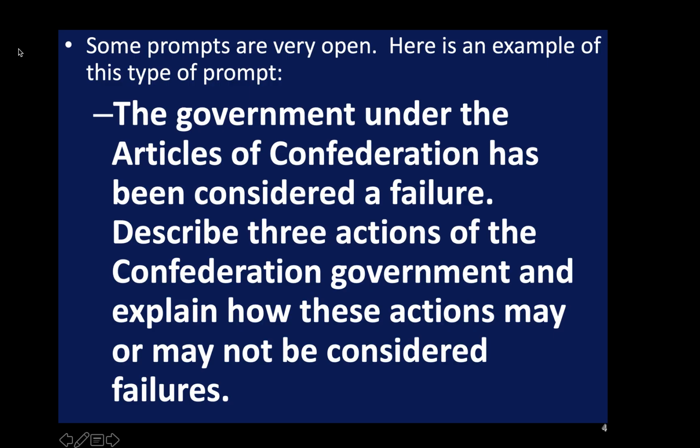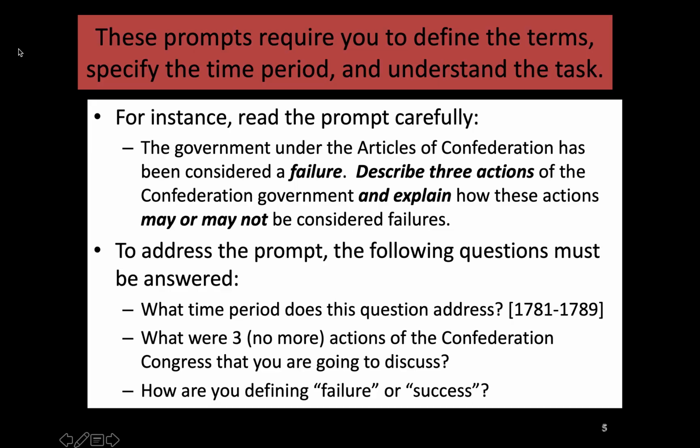Okay, so let's pull this apart. These type of prompts require you to define the terms, specify the time period, and understand the task. So what you want to look for here is failure, describe 3 actions, explain, may or may not. To address the prompt, the following questions must be answered. First off, what time period? It says the Articles of Confederation, that's 1781 to 89.